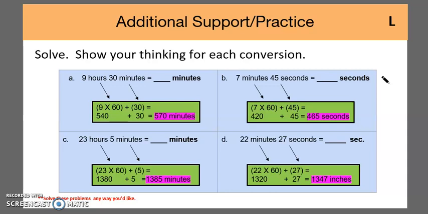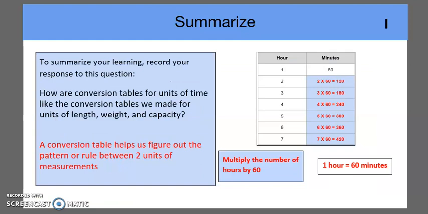Lastly, we're going to go into our summarization. So how are conversion tables for units of time like the conversion tables we made for units of length, weight, and capacity? A conversion table helps us figure out the pattern or rule between two units of measurement. So in this example here, we're converting between hours and minutes, and we can develop a rule. If we're going to convert hours to minutes, we're going to multiply by 60.